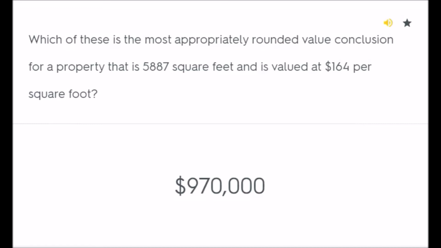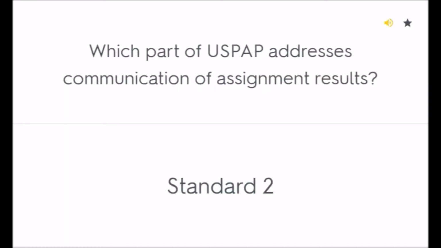Which of these is the most appropriately rounded value conclusion for a property that is 5,887 square feet and is valued at $164 per square foot? $970,000. Which part of USPAP addresses communication of assignment results? Standard 2.